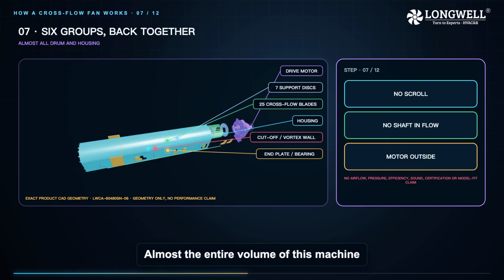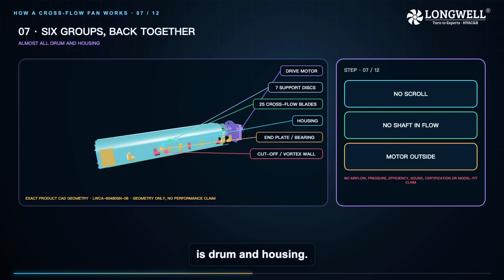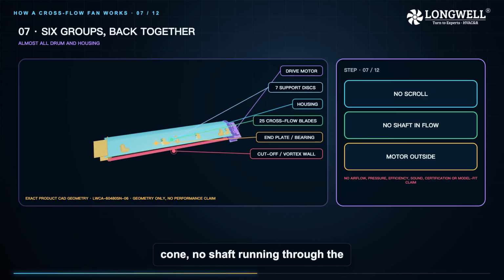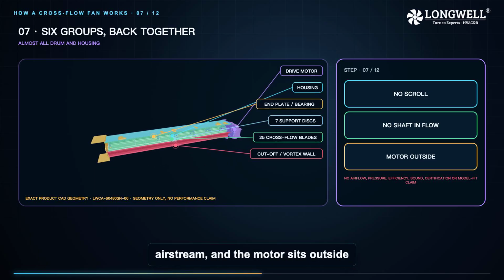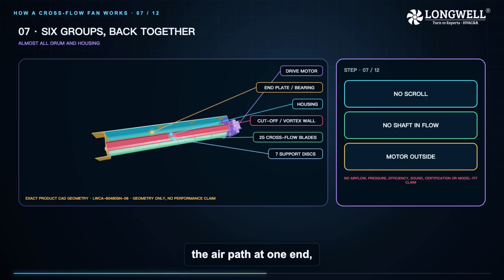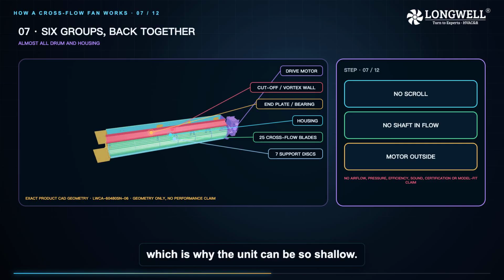Almost the entire volume of this machine is drum and housing. There is no scroll, no separate inlet cone, no shaft running through the airstream, and the motor sits outside the air path at one end, which is why the unit can be so shallow.